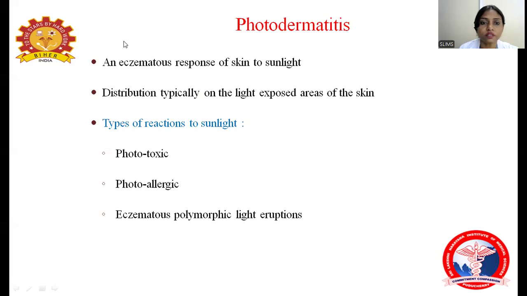Now coming to photodermatitis. Photodermatitis is an eczematous response of the skin to sunlight. So it is otherwise called photosensitive eczema. It typically appears over the light exposed areas of the skin. There are many types of reactions to sunlight: phototoxic reaction, photoallergic reaction, and eczematous polymorphic light eruption.